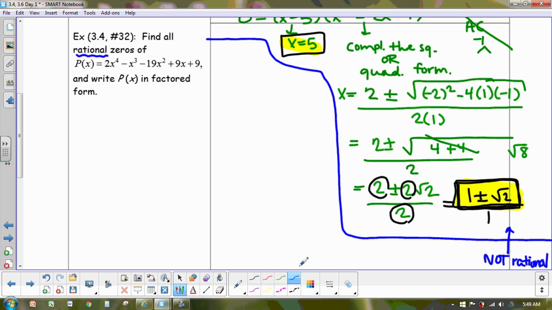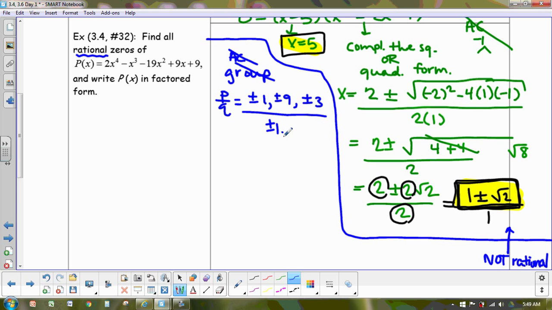Now if I try to approach this new question, the x to the 4th, I would try AC. That doesn't work because there's not 3 terms. I would try to group. That doesn't work because there's not 4 terms. So I would do P over Q, P being where I factor the constant, plus minus 1, plus minus 9, plus minus 3. I don't have to write it twice, just 3 and 3. That's fine. And then I factor the leading coefficient, so plus minus 1, plus minus 2.